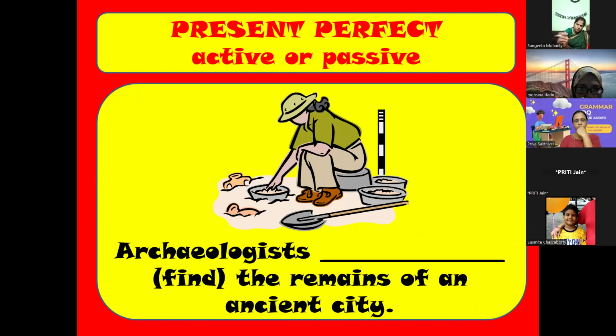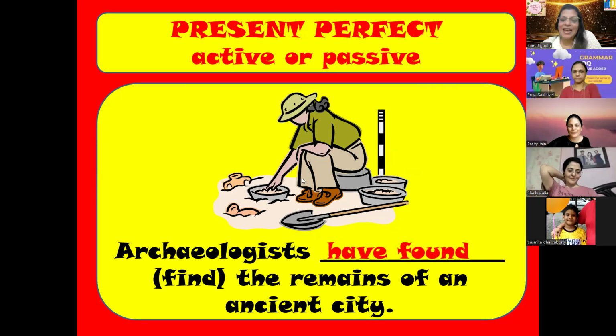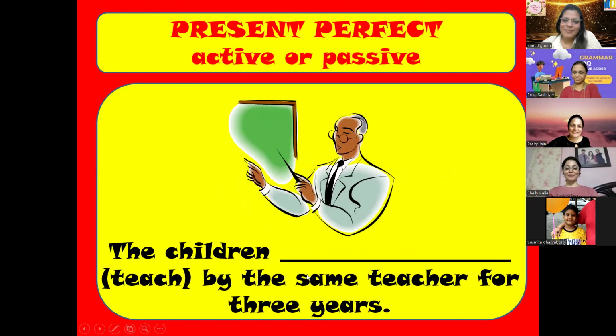Shelly? Present perfect. The archaeologist has found the remains of an ancient city. Okay. Priya? Archaeologists have found the remains of an ancient city. Have. Shelly? Have. Plural was there. Yes. Okay.